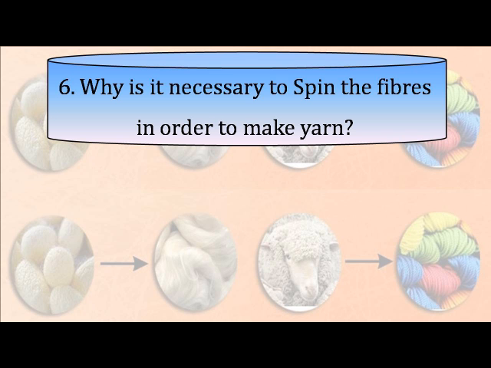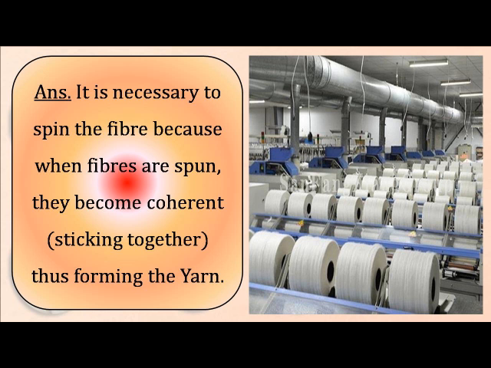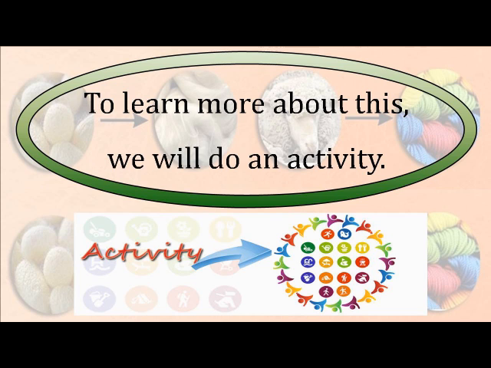Sixth question. Why is it necessary to spin the fibers in order to make yarn? It is necessary to spin the fiber because when fibers are spun, they become coherent, that is, sticking together, thus forming the yarn. To learn more about this, we will do an activity.